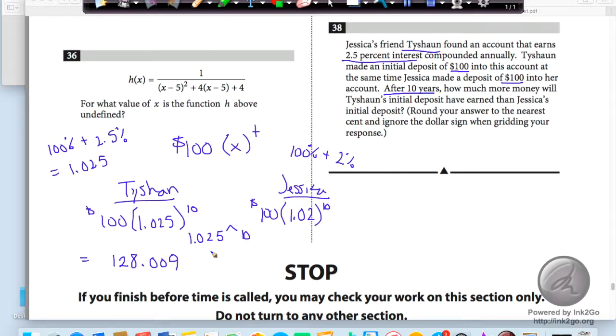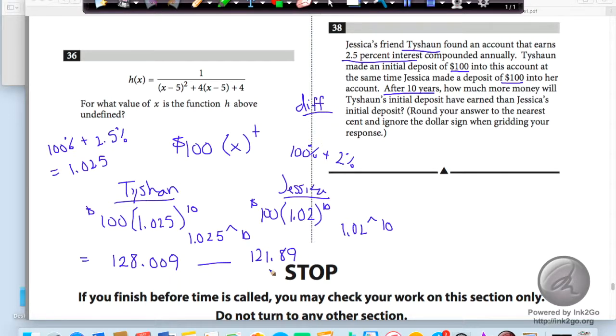128.009. And I know I'm going to want to solve for the difference between these, so I'm just going to put a minus sign now because it tells me here how much more money will Tyshawn's initial deposit have earned than Jessica's initial deposit. So I'm really looking for the difference between them. And I have 128.009 minus, now let's solve for Jessica's, 100 times 1.02 to the power of 10. One more time, 1.02 to the power of 10. I now solve for this value, then multiply it by 100. If I plug that in my calculator, I'm going to end up getting 121 point, roughly around 121.89.